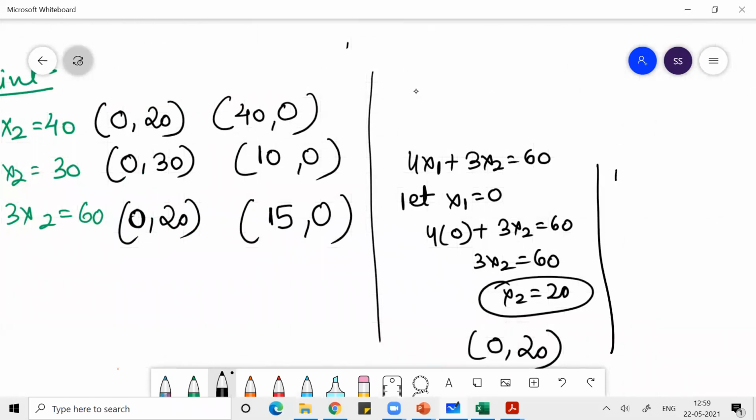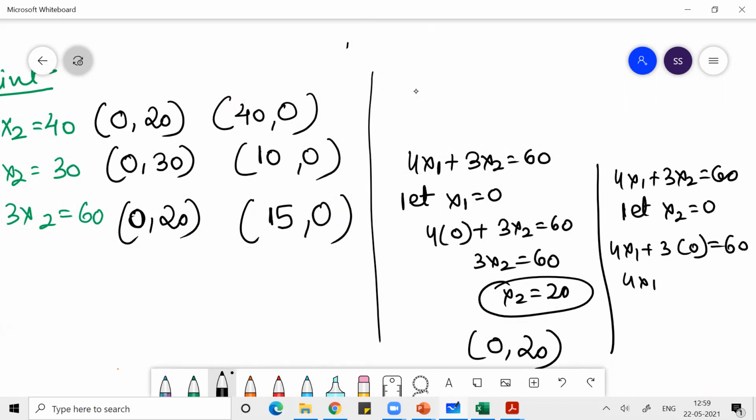I hope you people are understanding very well. Similarly, for the same equation, 4x1 plus 3x2 is equal to 60, let x2 be 0. So 4 into x1 plus 3 into 0 is equal to 60. So 4x1 is equal to 60. So x1 is equal to 50.